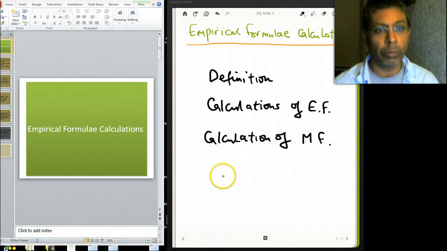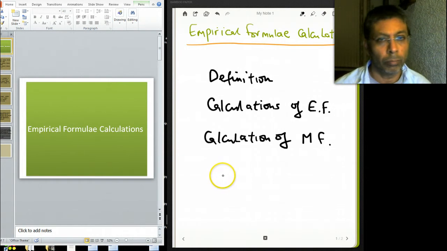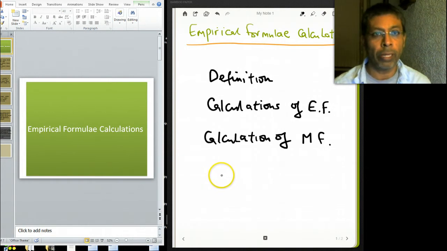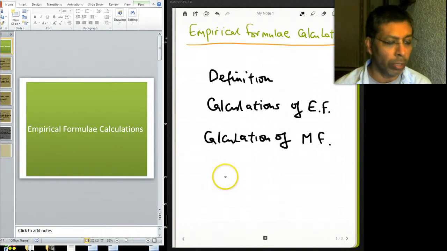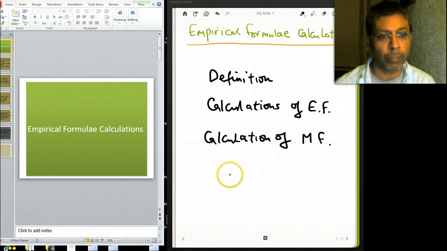Okay, here we are doing some calculations of empirical formulae, and we'll try 3 calculations, and I will also leave you with 2 calculations to do yourself, and I'll give you the answers so you can actually see if you're doing them right. In general, empirical formula calculations are quite straightforward, and we'll have a look at 3 examples to see, and there is a general method to use as well.